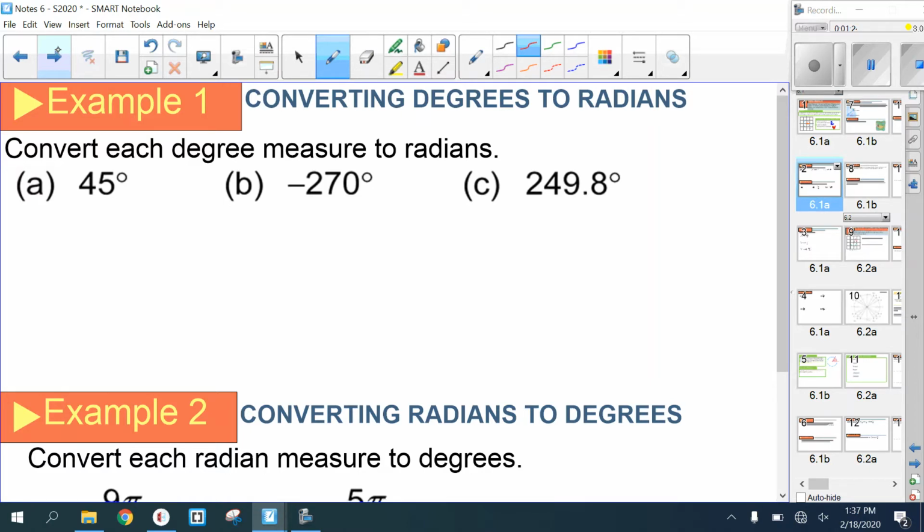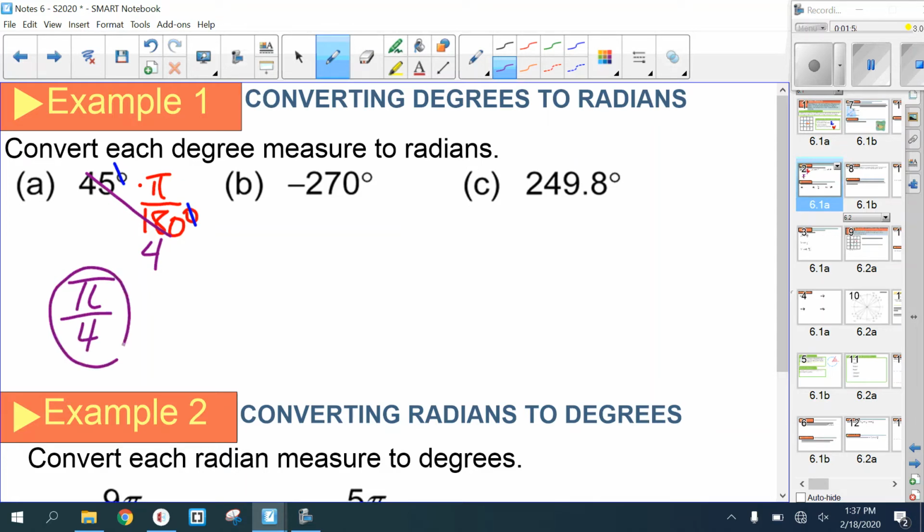So if I want radians, kind of how I remember it is I want pi. And I want to cancel out degrees, so just look at your units. We're going to put 180 degrees on the bottom so we can cancel out the degrees. We need to reduce a fraction, and probably the best thing to do is say 45 goes into 180 4 times. So this fraction reduces to pi over 4. That is pi over 4 radians.